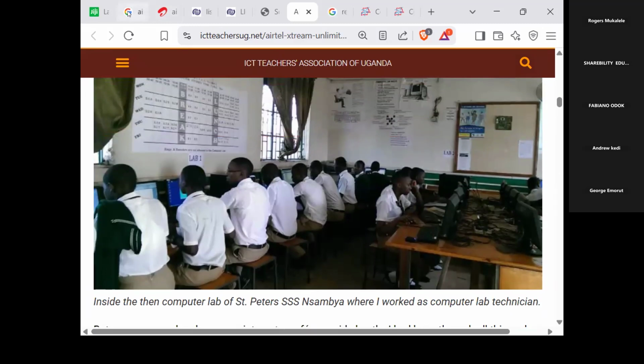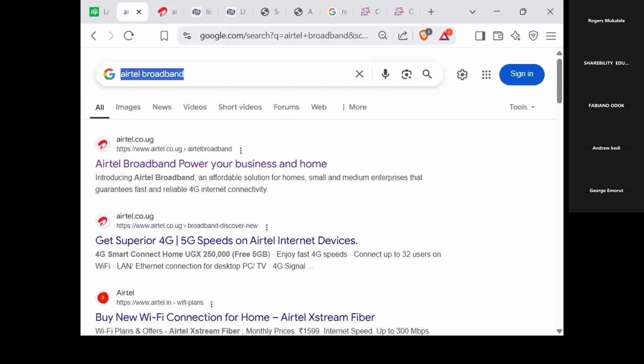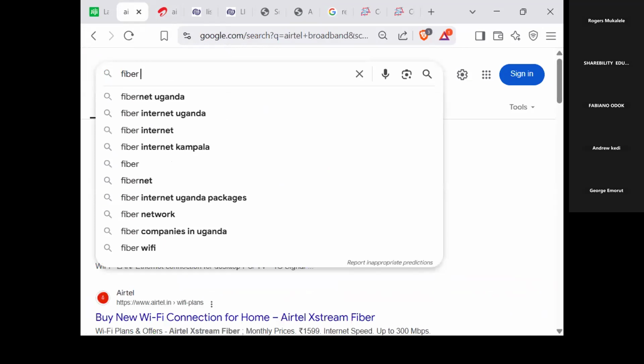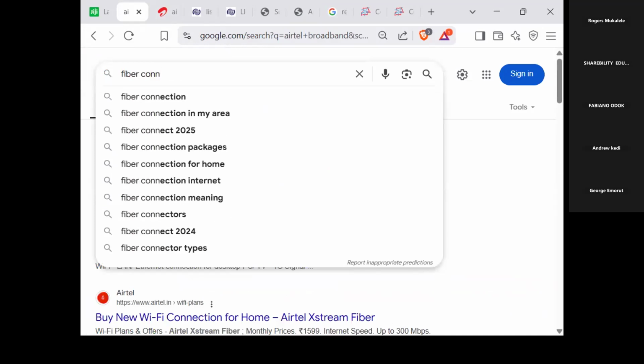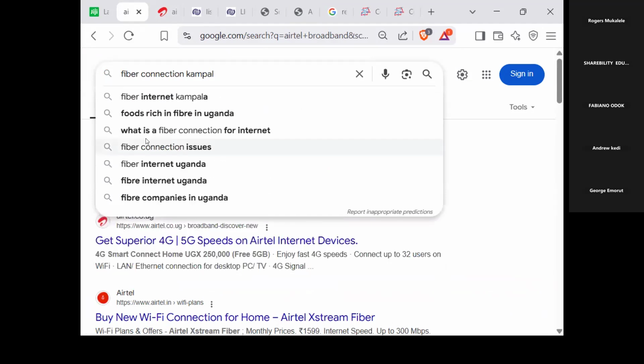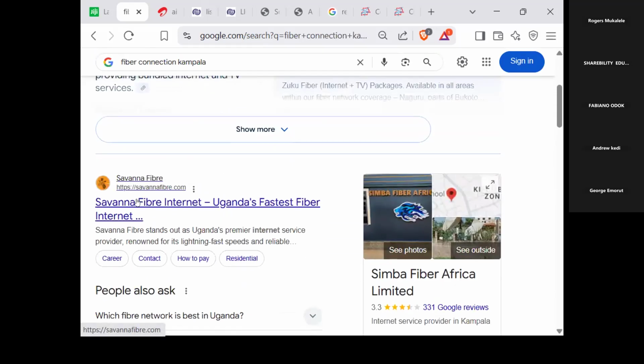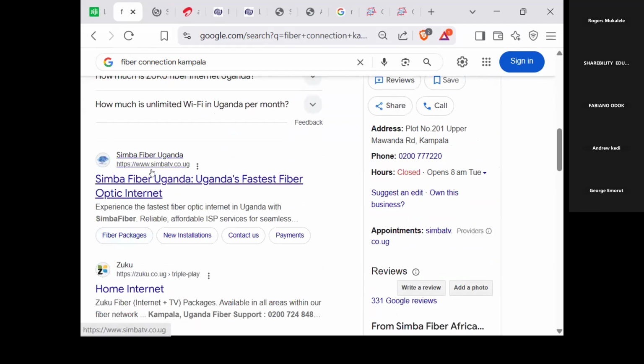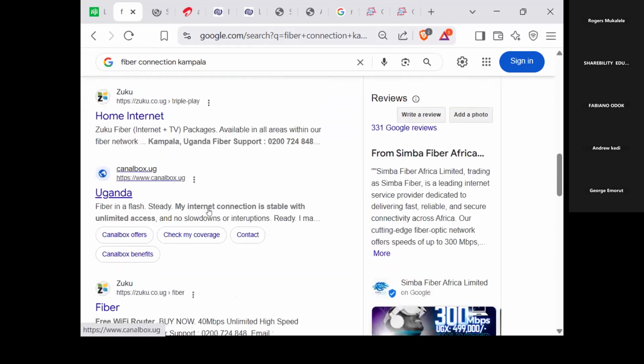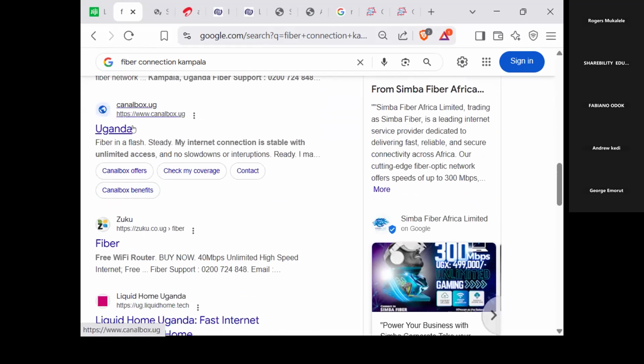But for the rest of us who are within Kampala or in these other areas, please just look out for fiber connection. Even me, here I'm having fiber at home. I started with this 5G thing here, but the 5G became slow, so I decided to go for fiber, okay? So we have Savannah fiber, which starts from 72,000 shillings. We have Simba fiber, Zuku fiber, and Canal Box is a new one which has come.